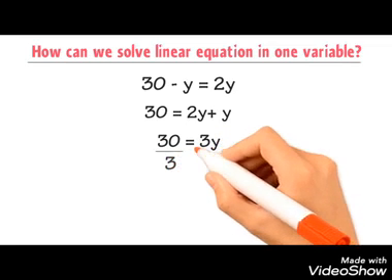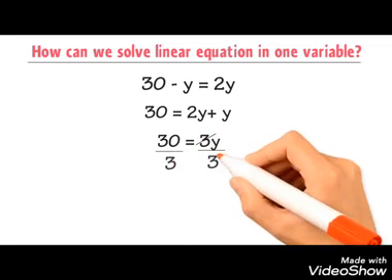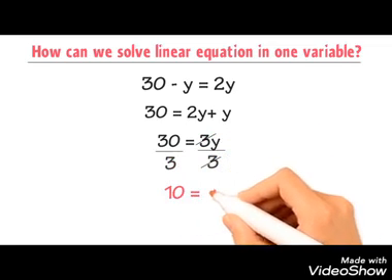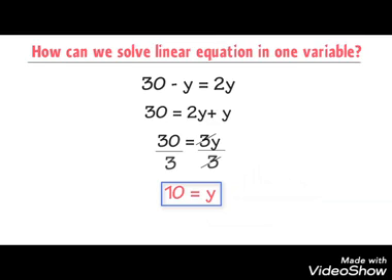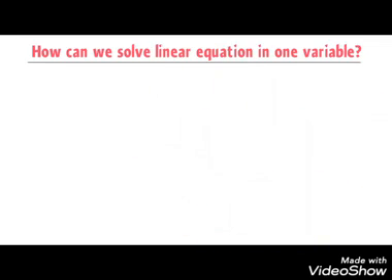30 divided by 3 is equal to 3y divided by 3. Thus we get y is equal to 10. Now let me teach you one advanced or multiple steps type of linear equation in one variable.